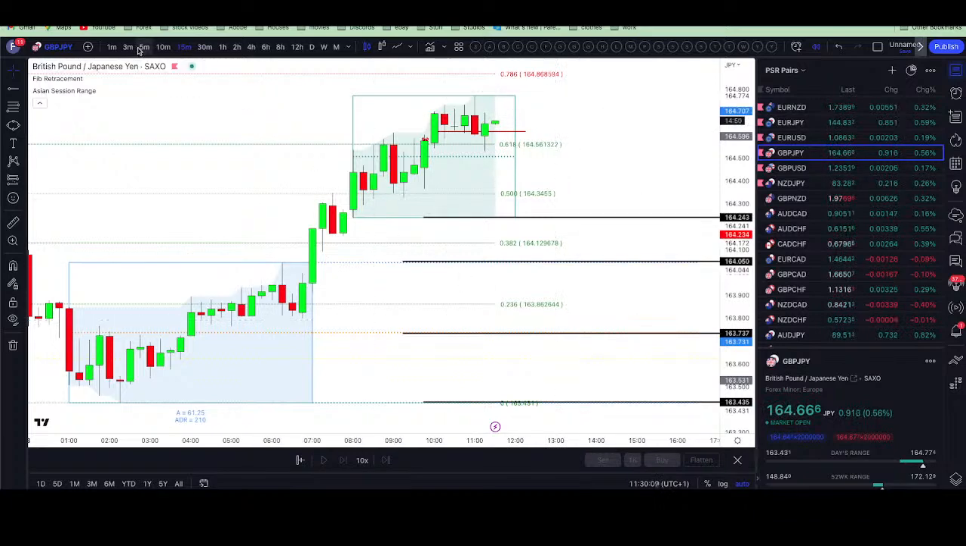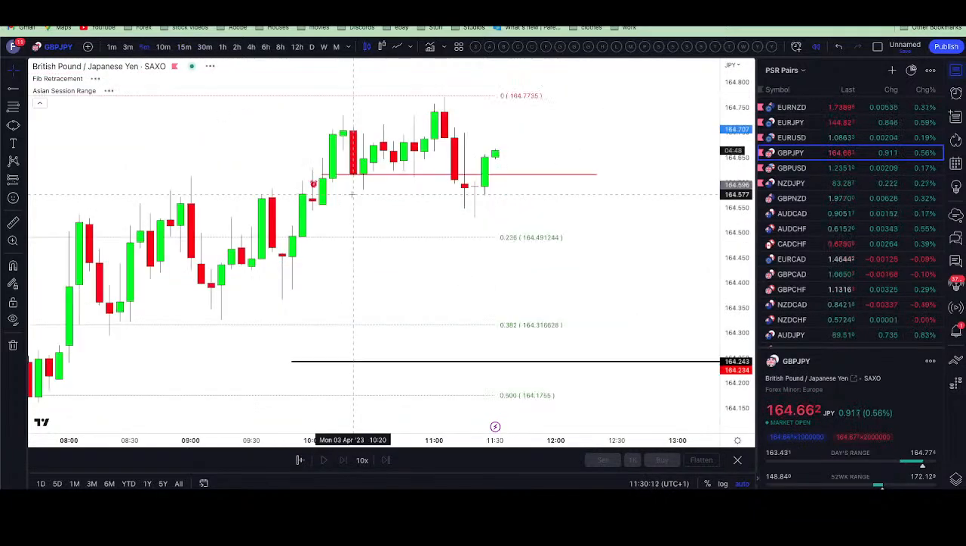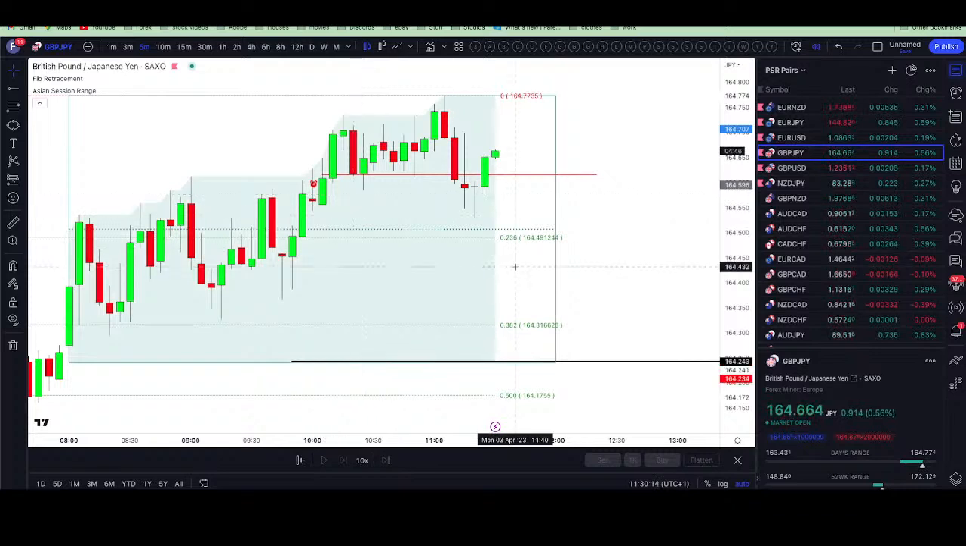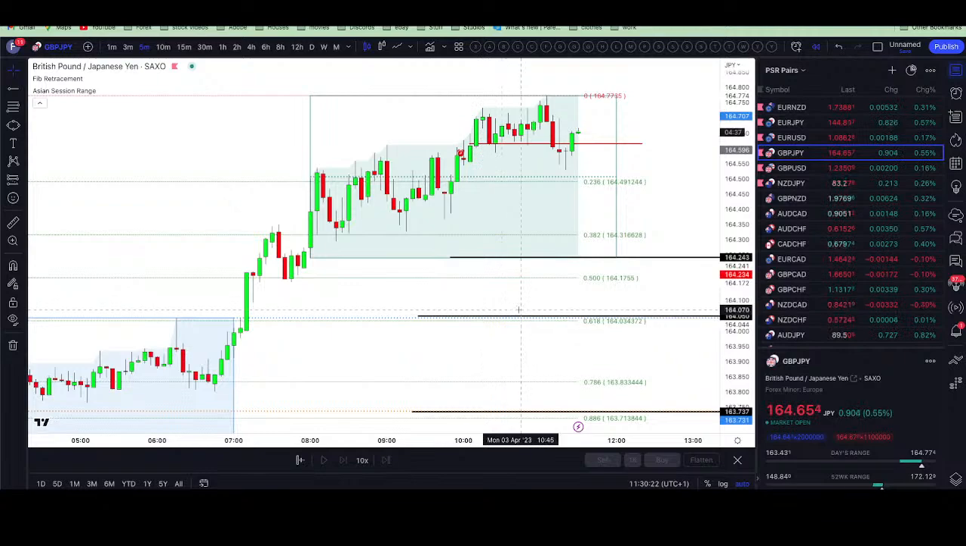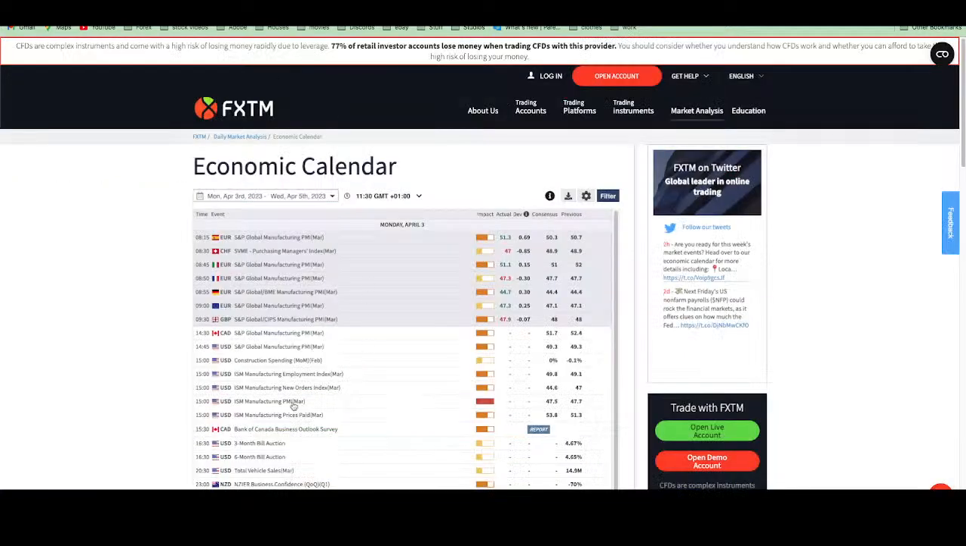Now we have to see what they do. This is an NFP week as well. So we could hear some crazy moves. Crazy moves. Let's go see actually. I haven't even checked NFP.